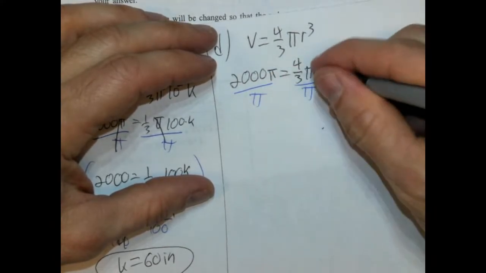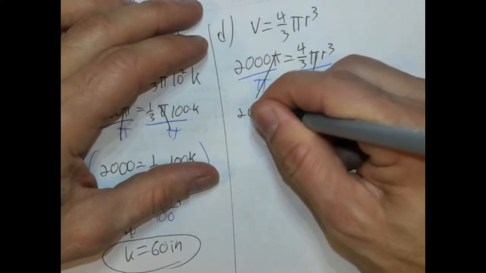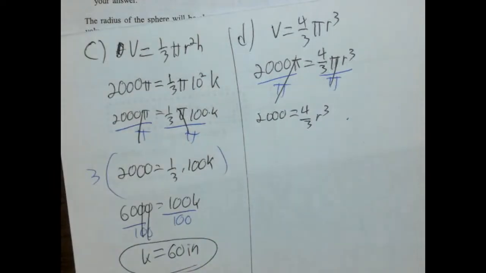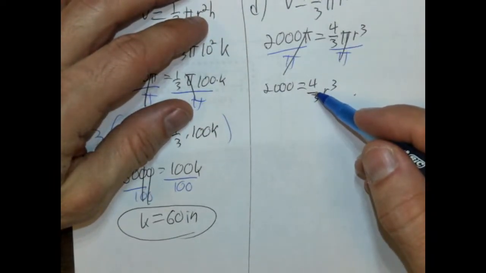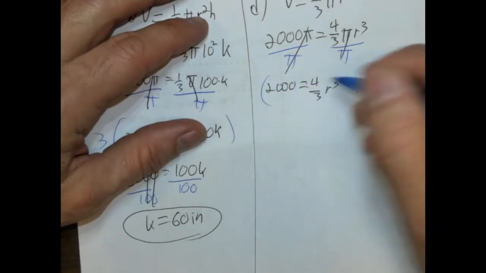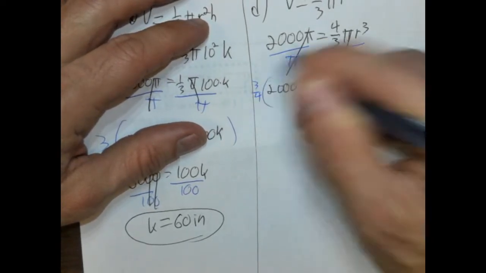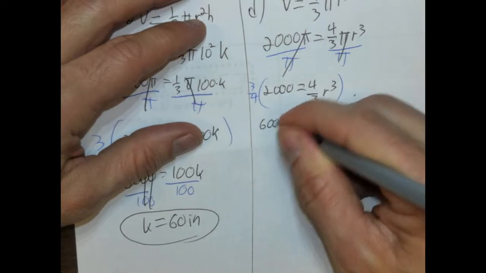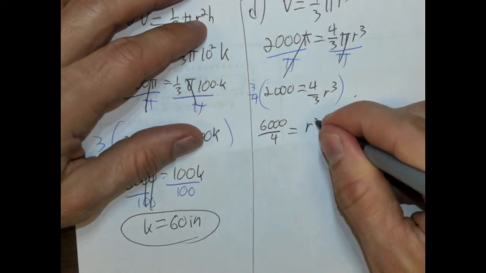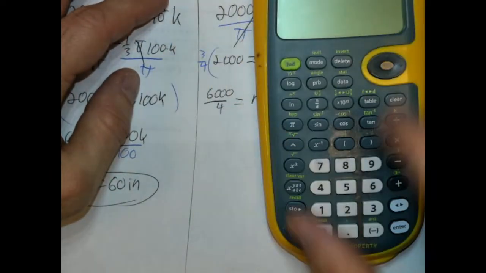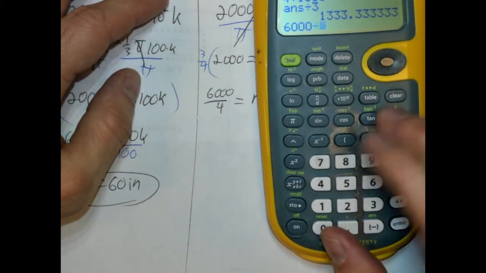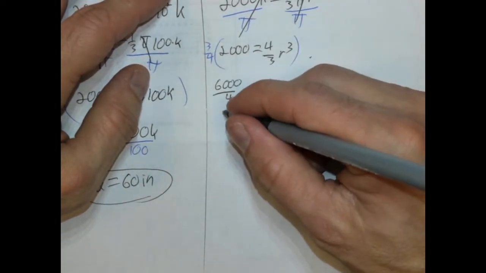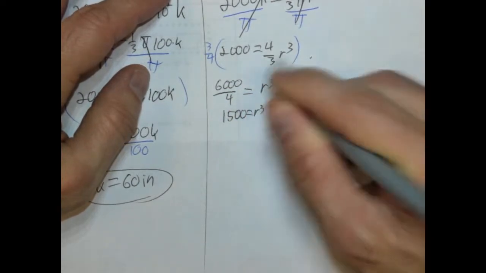So we're going to get rid of the pi's. We're going to write 2,000 equals 4/3 r cubed. So we have a fraction as our coefficient. We're going to multiply by its reciprocal. So we're going to multiply both sides by 3/4. So 3/4 times 2,000 would be 6,000 over 4. It's r cubed. We can simplify that. 6,000 divided by 4 is going to be 1,500. So 1,500 equals r cubed.